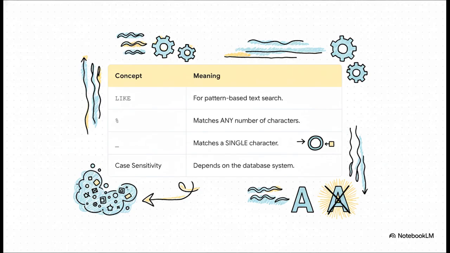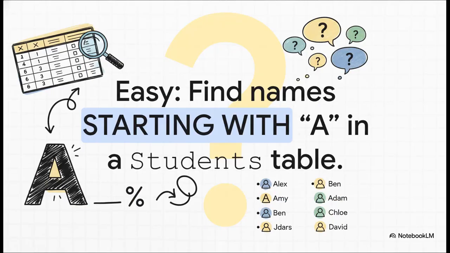Okay, let's boil it all down. 4 key things to remember. 1. LIKE is for searching patterns. 2. The percent sign matches any number of characters. 3. The underscore matches exactly 1 character. And 4. Always be mindful of case sensitivity. Got it? Good.